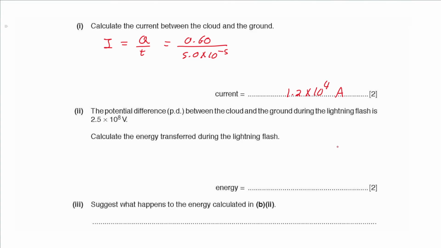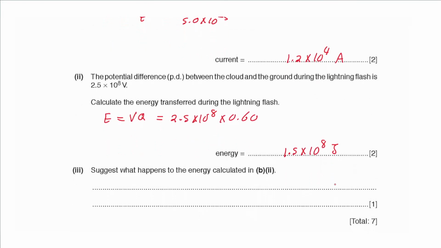Part b double I says the potential difference between the cloud and the ground during the lightning flash is 2.5 times 10 to the power of 8 volts. Calculate the energy transferred during the lightning flash. We can either use energy equals VIT or energy equals VQ, which is voltage multiplied by charge. We have the voltage 2.5 times 10 to the power of 8 and the charge 0.60. Just in case we calculated the current wrong, we used the givens in the question. And the answer will be 1.5 times 10 to the power of 8 joules.